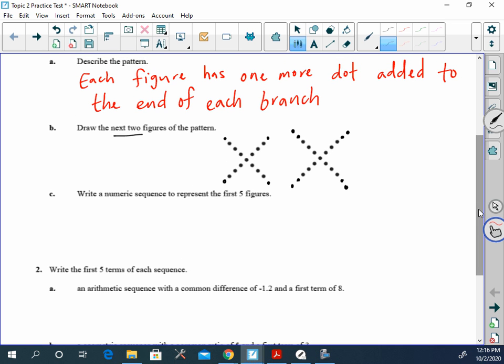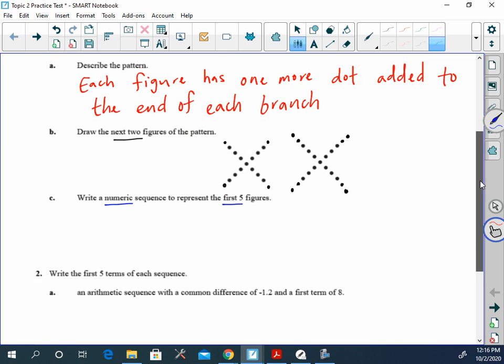And then write a numeric sequence. Sometimes people see this and they're not sure what it's saying. Think about the word numeric. Numeric would be number. So we want to write the numbers that go with the sequence. And it says to represent the first 5 figures. So make sure that you're underlining those things and noting those things, because you don't want to just list a couple and then get points off, even though you know how to do the problem.